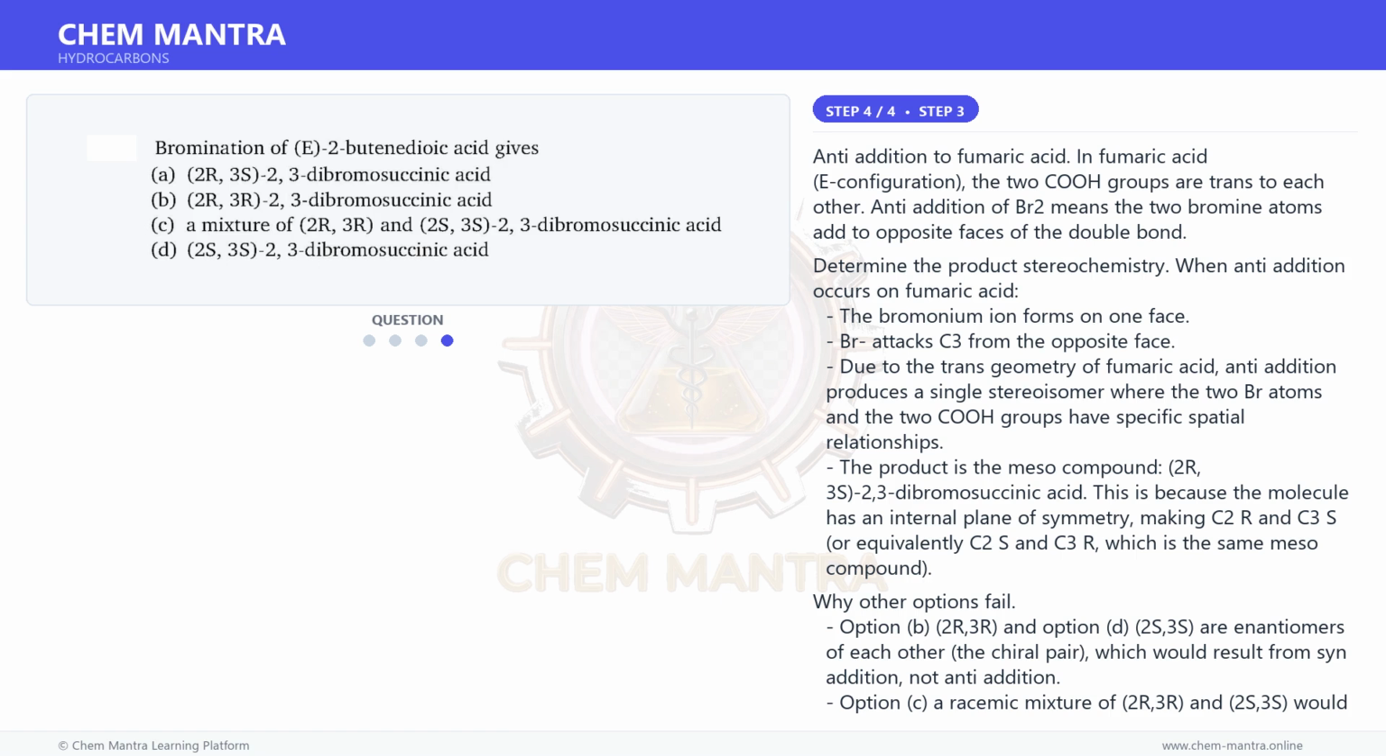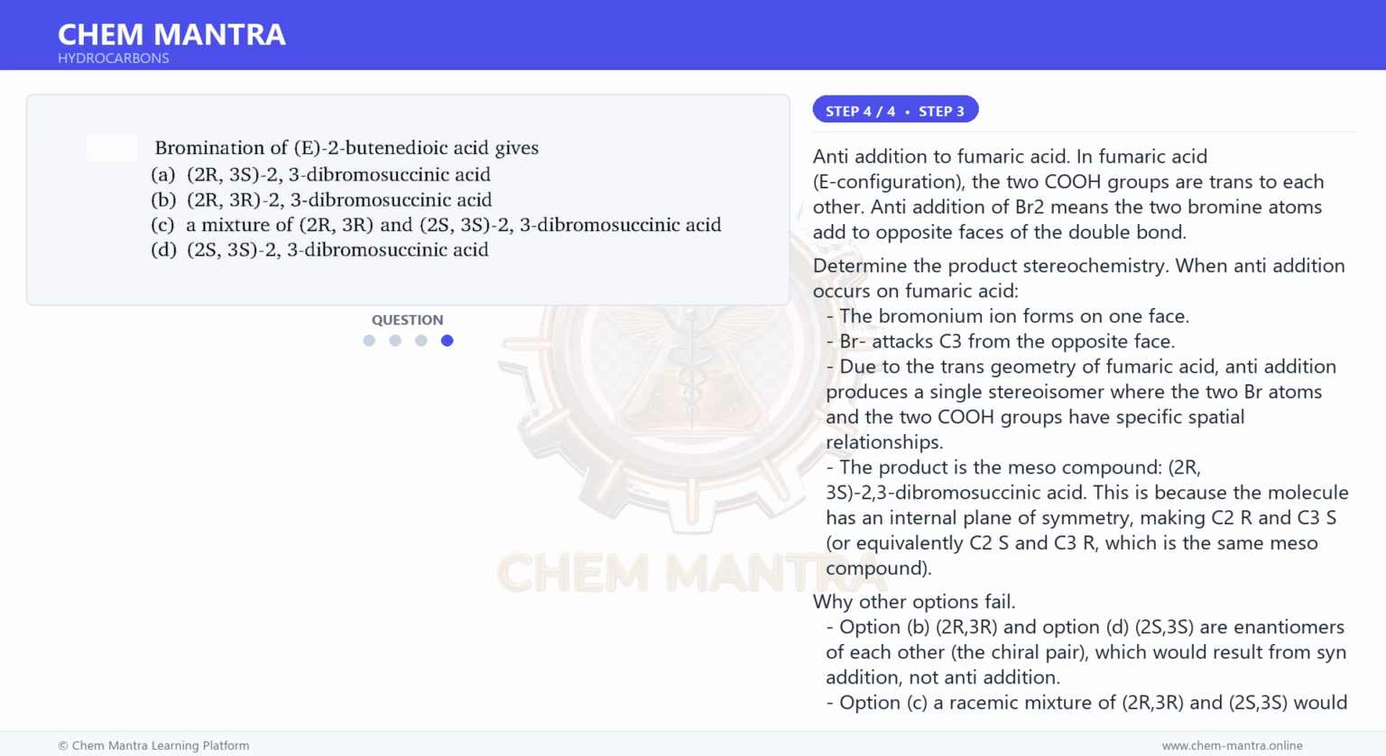Due to the trans geometry of fumaric acid, anti-addition produces a single stereoisomer where the 2 Br atoms and the 2 COOH groups have specific spatial relationships. The product is the meso compound 2R,3S-2,3-dibromosuccinic acid. This is because the molecule has an internal plane of symmetry, making C2R and C3S, or equivalently C2S and C3R, the same meso compound.